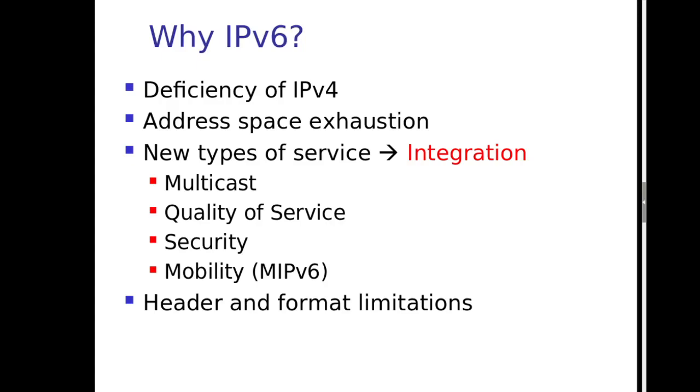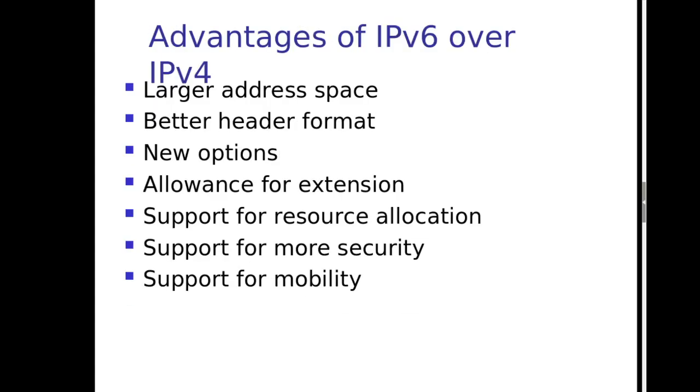Then there are new types of services like integration, multicast, quality of service, security, and mobility. These are a few things that we want to implement, and there are certain limitations in IP version 4. We can find them in the header and format of the packet. So then we are going towards IP version 6, where we will have a larger address space.